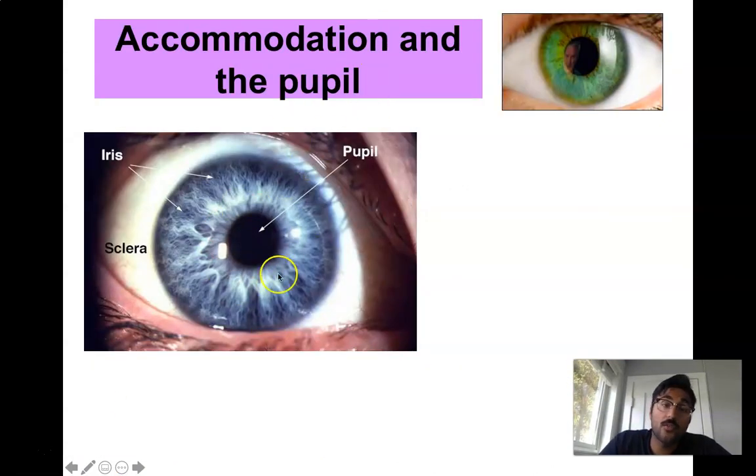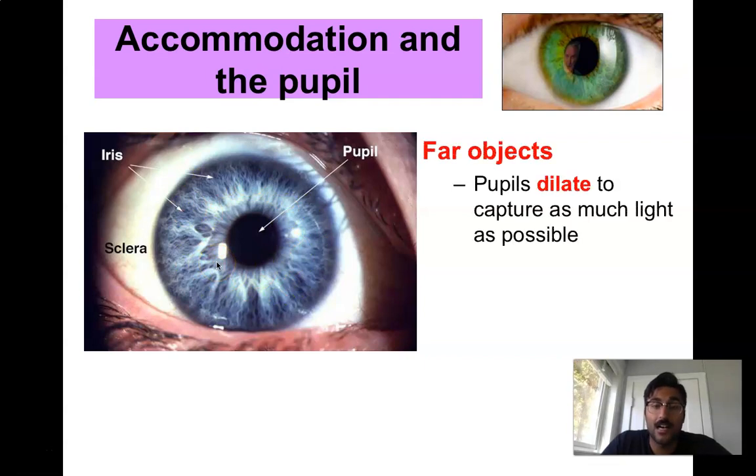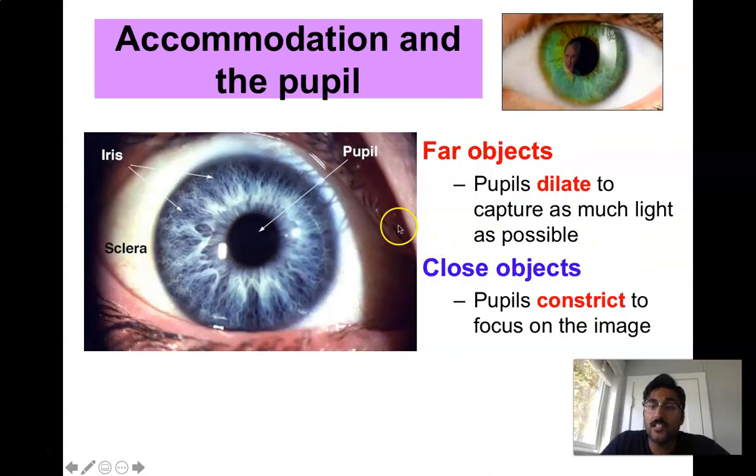Accommodation and the pupil. Accommodation, like we've already said, is the changing of the shape of the iris to allow more or less light through the lens onto the retina. For far objects, pupils are going to dilate to capture as much light as possible because the thing you're looking at is really far away. For really close objects, your pupils are going to constrict because it's right there. It doesn't need to let all this light in.